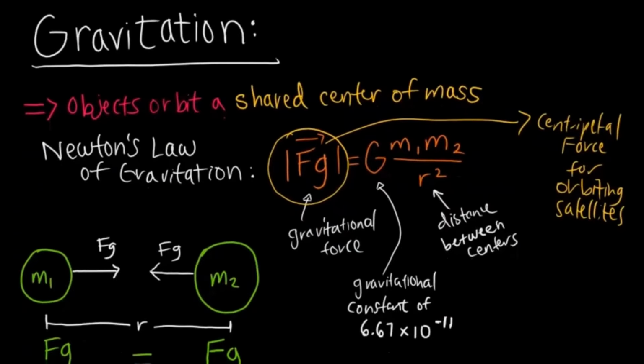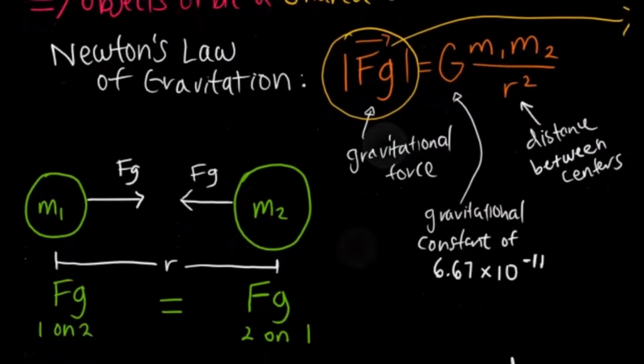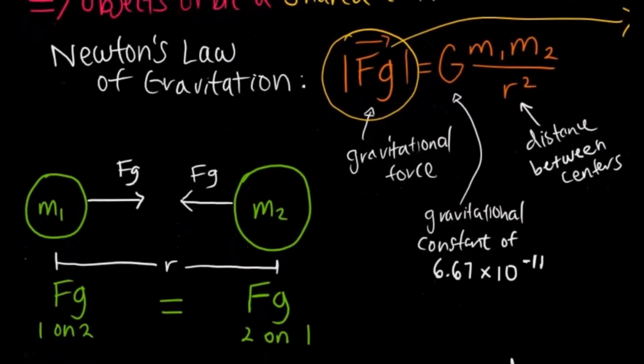All right, so the second thing is gravitation. Essentially, objects are going to be orbiting a shared center of mass. And the first part of this is Newton's law of gravitation. So it's very similar to Newton's third law, actually. You can see here that the gravitational force that planet 1 exerts on planet 2 is equivalent to the gravitational force that planet 2 exerts on planet 1. And they're going to be orbiting this center of mass in between them.